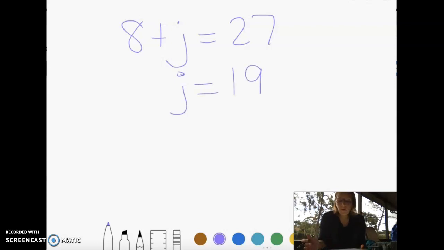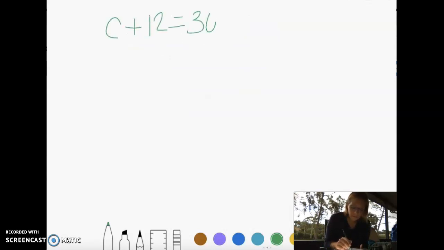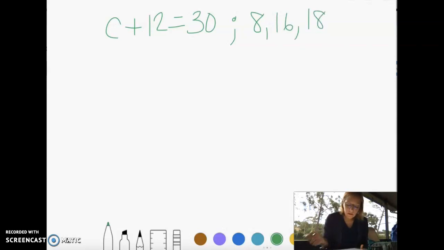So they want you to solve all of these mentally. So use your skills. I don't want you to use your calculator. I want you to try to figure it out in your head. That's the first part. The next part gives you an equation and then some possible solutions. My possible solutions for this one are 8, 16, and 18. And the directions say, find the solution of each equation from the list given.